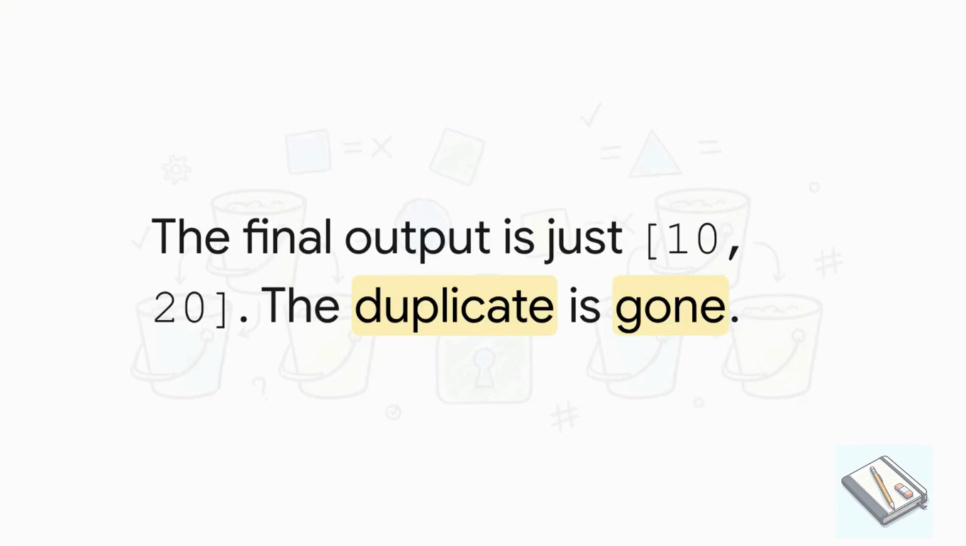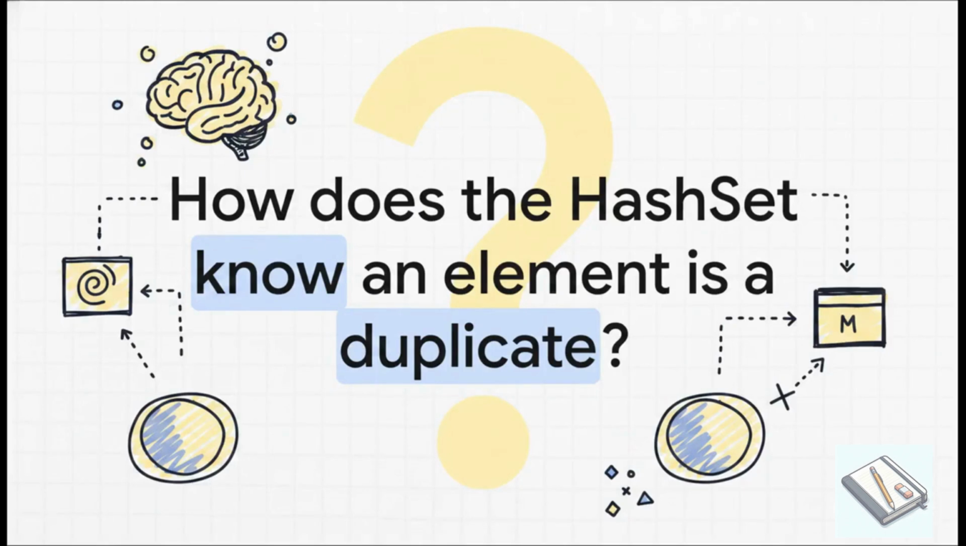And here's the result. The final set just has 10, 20. That second attempt to add 10? It was just silently ignored. The duplicate literally vanished, leaving our collection perfectly unique. This isn't a bug, this is the whole point. And this brings us right back to our main question, but now it's way more specific. How did the hash set know that the second 10 was a duplicate of the first one? It almost feels like it has some kind of memory, right?